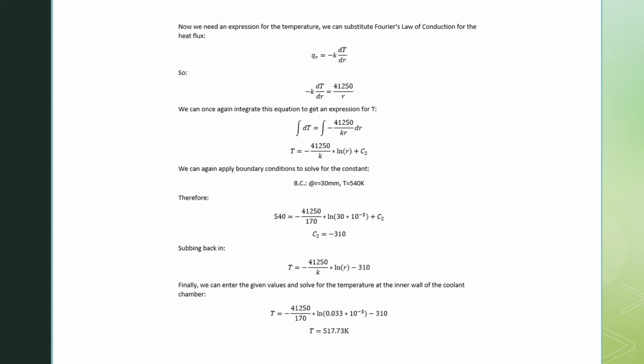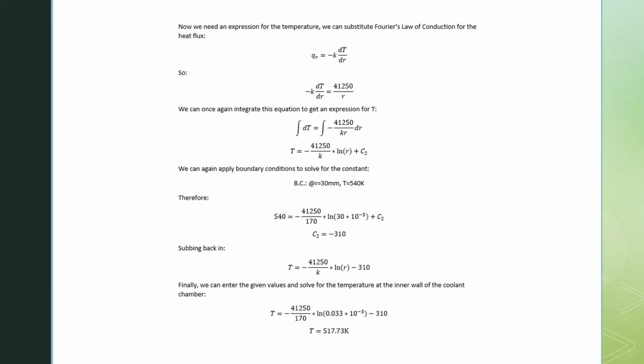Moving on, they will now use Fourier's law of conduction to form another equation, which is negative k dT/dr is equal to 41,250 over r. Once they have this, they can integrate it and apply their second boundary condition, which is at r equals 30 millimeters, T is equal to 540 Kelvin.